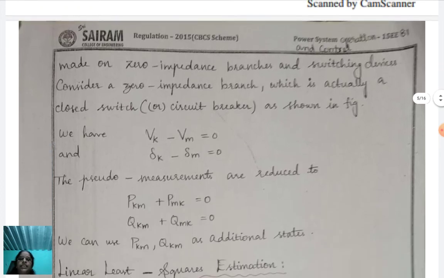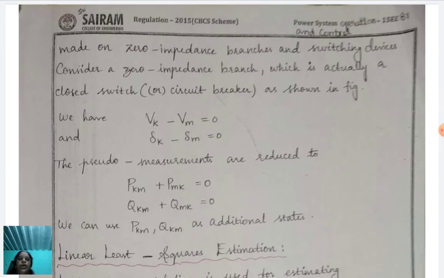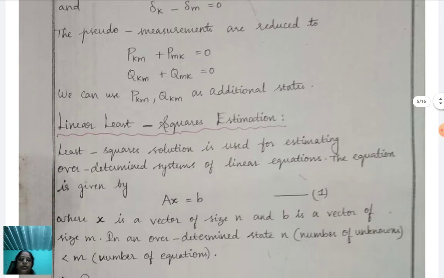Now we consider the zero impedance branches, which is actually a closed switch or circuit breaker. Already we see that in the figure. Therefore Vk minus Vm is equal to 0 and delta k minus delta m is equal to 0. So the measurements are reduced to Pkm plus Pmk equal to 0 and Qkm plus Qmk equal to 0. Now we can use the Pkm and Qkm as additional states only.